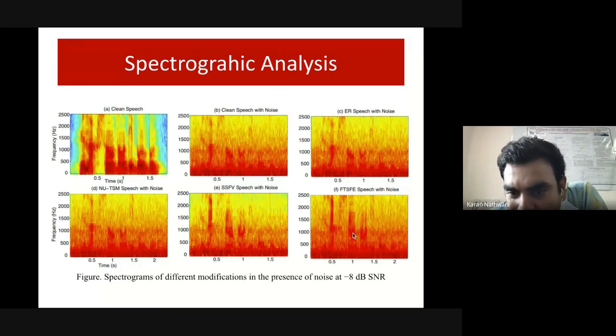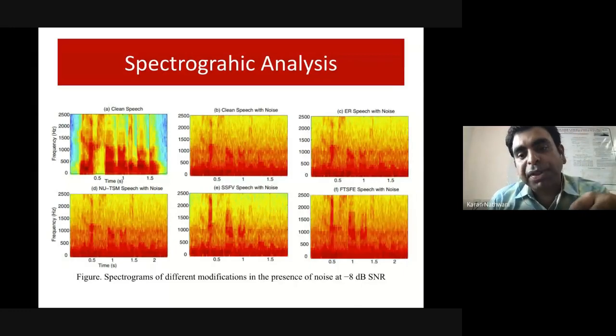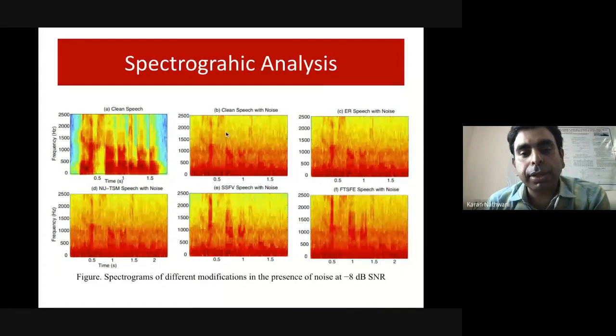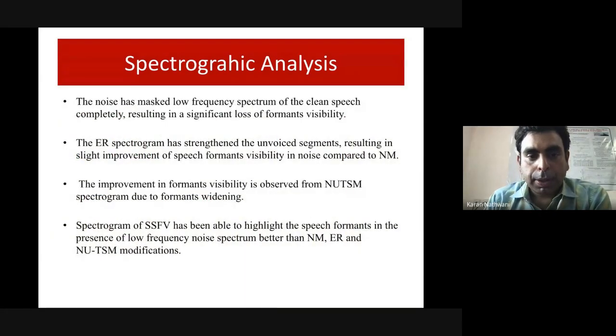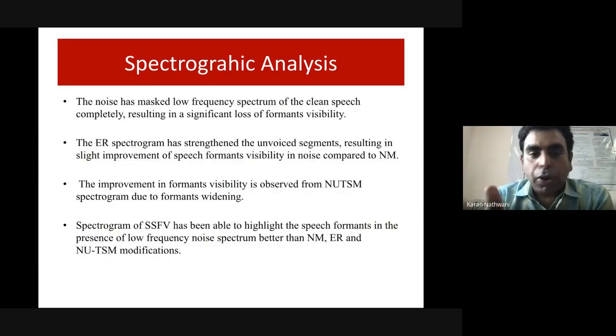You can see these highlights. There are more highlighted than in this method, that is the noisy method. This clearly shows that the formants are much more visible in this case than with the original methods. So noise has masked the low frequency spectrum, and that is where you can see that the spectrum has reduced significantly. The intelligibility has been reduced significantly. So I've already explained this.